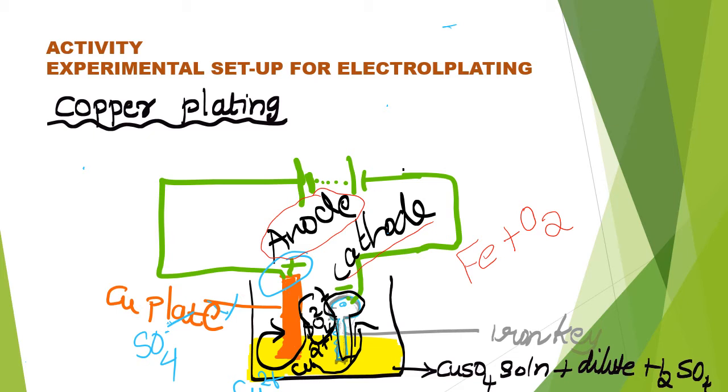Now the experimental setup is ready by filling electrolyte. What is the electrolyte filled here? Copper sulfate solution. What is the color of copper sulfate solution? It is electric blue. Along with copper sulfate solution, we are adding 2 to 3 drops of diluted sulfuric acid. Why are we adding this diluted sulfuric acid? The reason is it will make the copper sulfate solution more conducting to electricity. That is the purpose of adding diluted sulfuric acid.